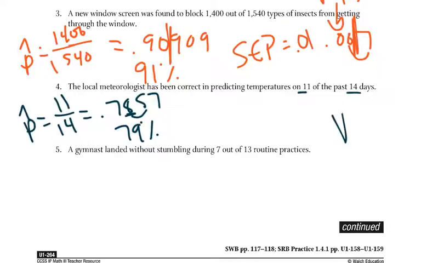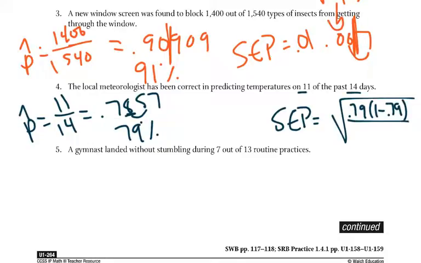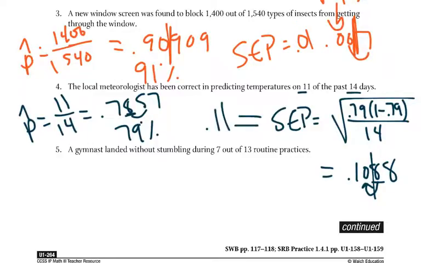Then for the SEP, it would be the square root of 0.79 times 1 minus 0.79 over 14. So 0.79 times 1 minus 0.79 over 14, hit enter, we get 0.1088, so rounding to the nearest hundredth, I would round up to 0.11, and that's my SEP.